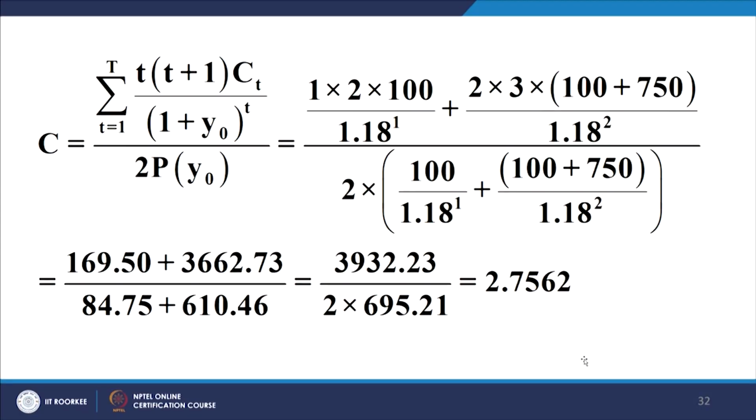The convexity also we can do similarly. It is shown here. For t equal to 1, we multiply the discounted cash flow 100 upon 1.18 by t into t plus 1, that is 1 into 2, and for t equal to 2 we multiply the discounted cash flow, that is 750 divided by 1.18 whole square, by 2 into 3. The denominator contains 2 into the current market price. When you simplify all this expression, you get a convexity of 2.7562 percentage square, I am sorry, year squared.